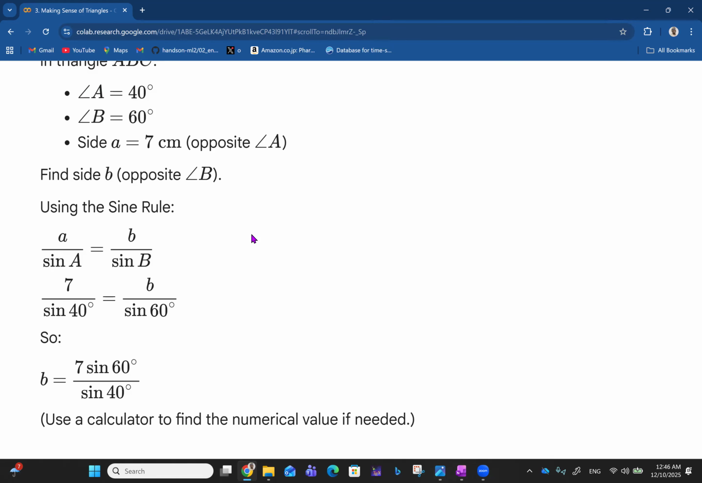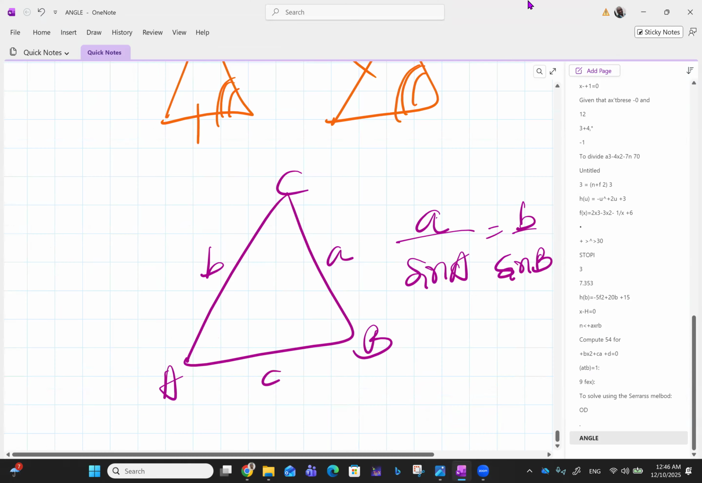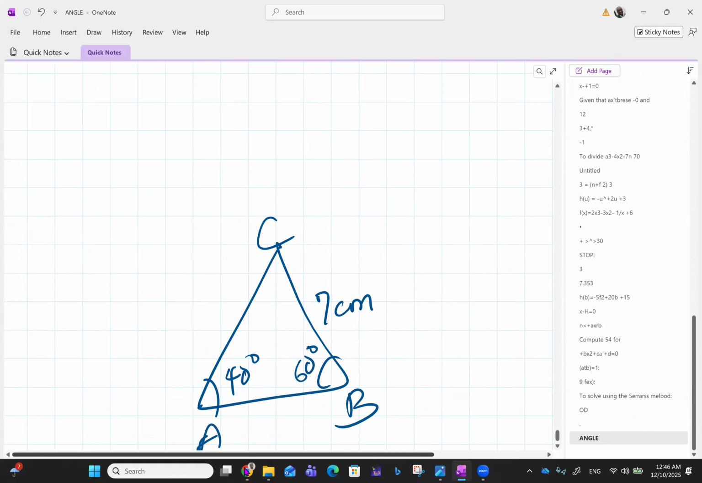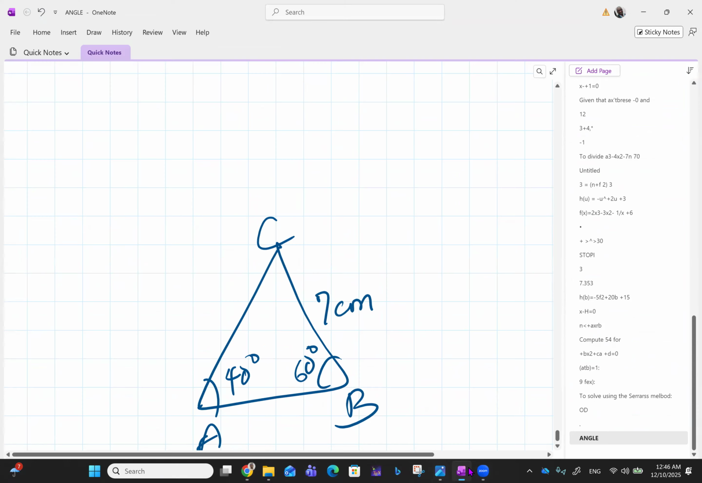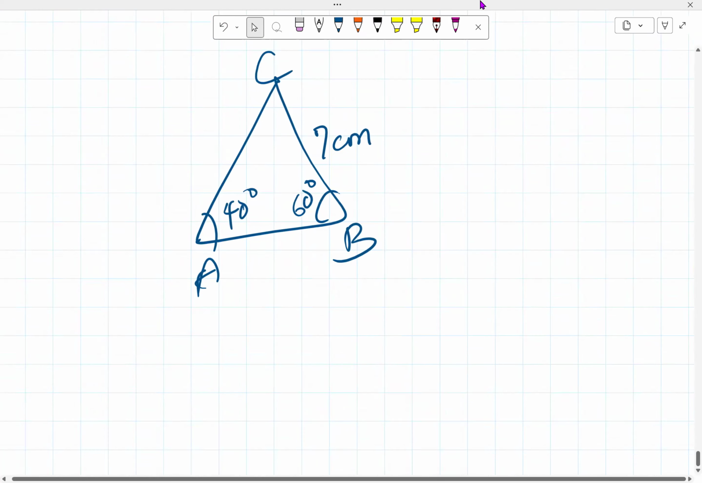This is a general thing. So angle A is 40, angle B is 60, side a is 7. You imagine you have this triangle ABC. Angle A is 40 degrees, angle B is 60 degrees, right? And side a is 7 centimeters, whatever that is, 7 cm. So what do we do with this now? In fact, you can solve this triangle completely.